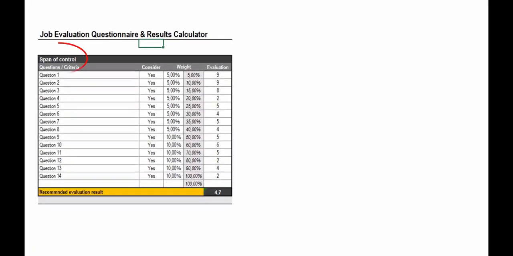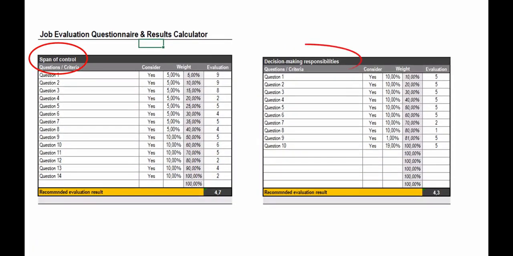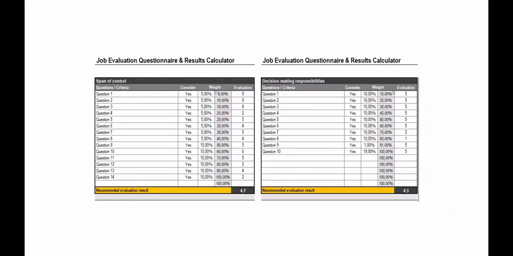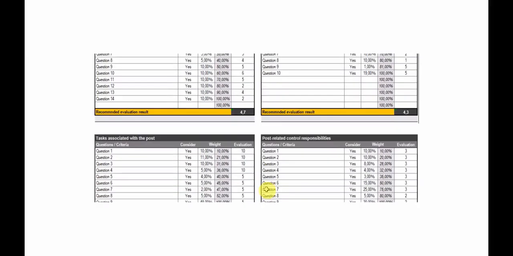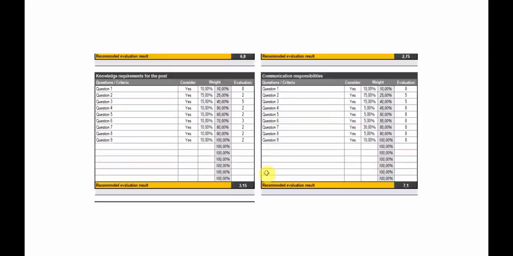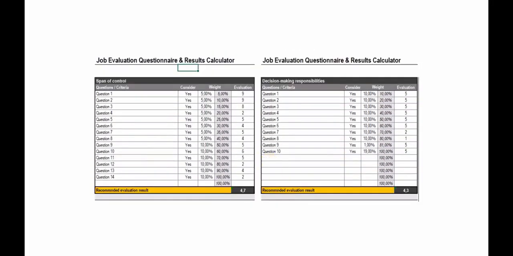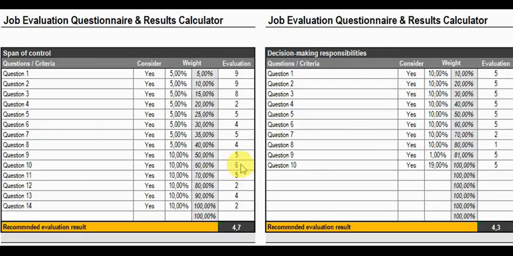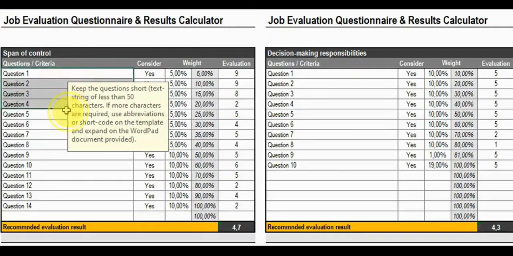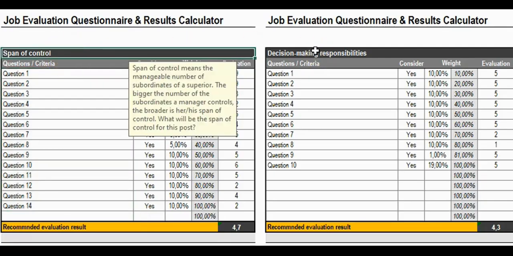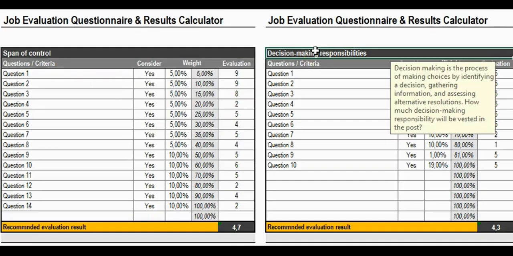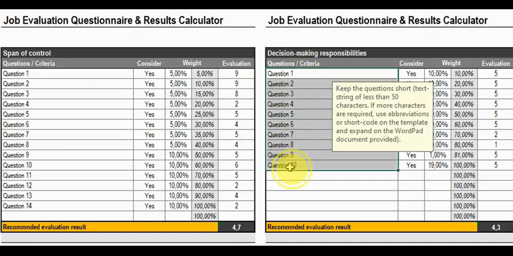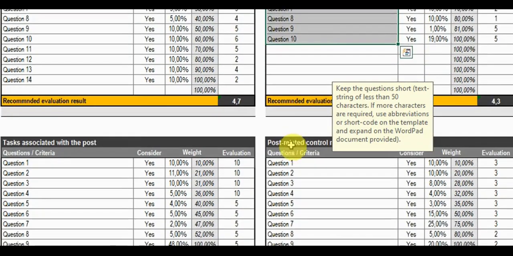Do an evaluation of the post under consideration by analyzing it based on the different criteria. Start by listing the evaluation questions under each of the identified criteria categories. Span of control means the manageable number of subordinates of a superior. The bigger the number of subordinates a manager controls, the broader is his span of control. What will be the span of control for this post?